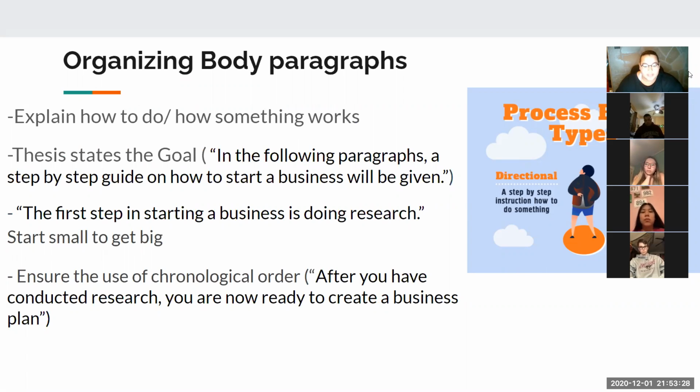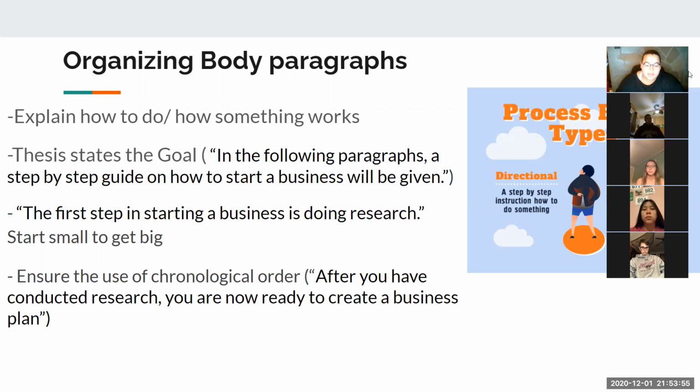There are two forms of process analysis essays. The first is a directional essay. This format provides step-by-step instruction on how to do something. On the other hand, an informational format explains and analyzes the process. For both of these essay formats, the included thesis statement provides the reader with a goal that will be achieved by the end. When writing, you want to include information from small to large.